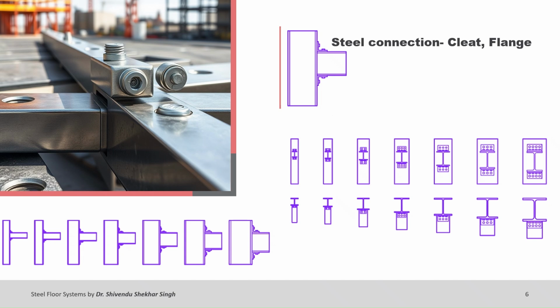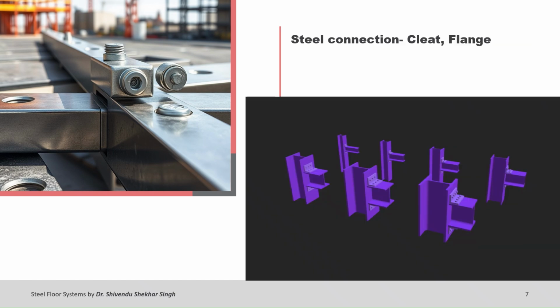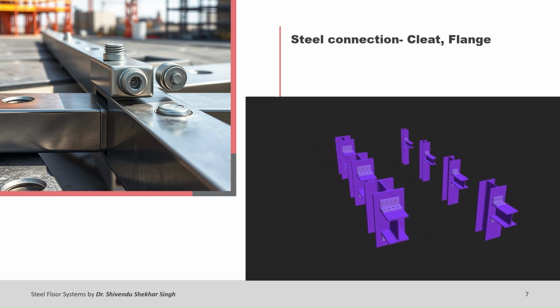Now we will see another connection, cleat, flange. A flange cleat connection is a type of structural steel connection that uses a metal plate, called a cleat, to connect two beams or columns together. The cleat is welded or bolted to the flanges of the beams or columns, and the beams or columns are then connected to each other by bolts or welds. Flange cleat connections are typically used in light to medium duty applications, such as warehouses, office buildings, and schools.